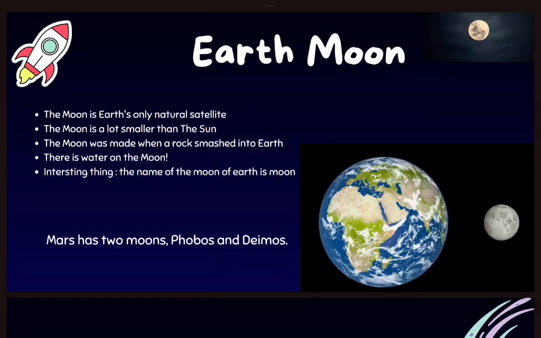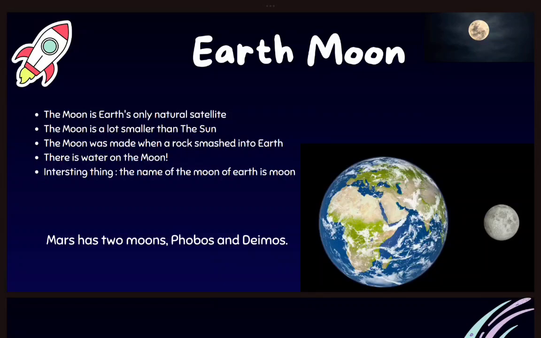The name of the moon of Earth is Moon. This is a joke thing. But other planets also have lots of moons. Let's talk about Mars first. Mars has 2 moons, that is Phobos and Deimos.